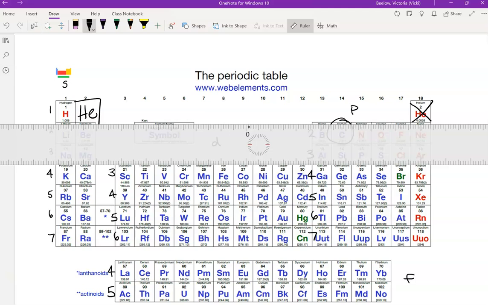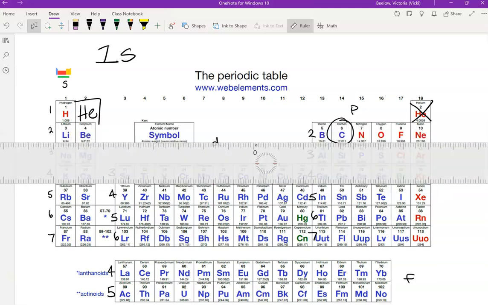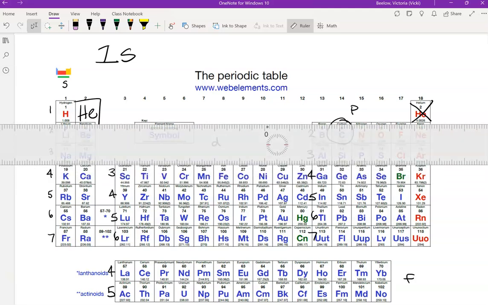So I would start here with 1s, and then I'm going to count how many boxes there are, because remember, these are neutral in charge, so each proton is equivalent to an electron. And so each box represents the atomic number, which represents a proton essentially. And we're going to do this until we get to the element we want, which in this case for the first example is carbon. So I'd go 1s and then I count the boxes. I'm just going to cross them off as I go.